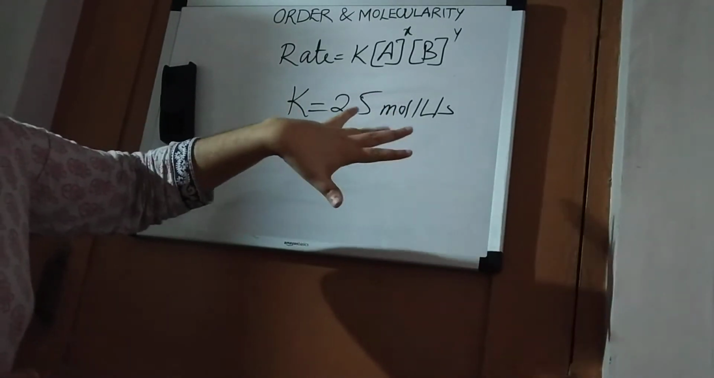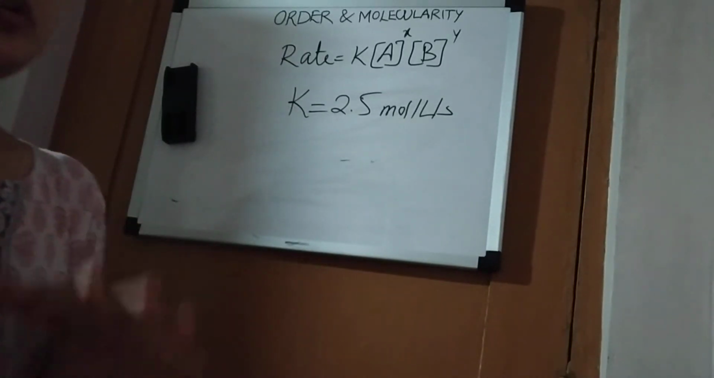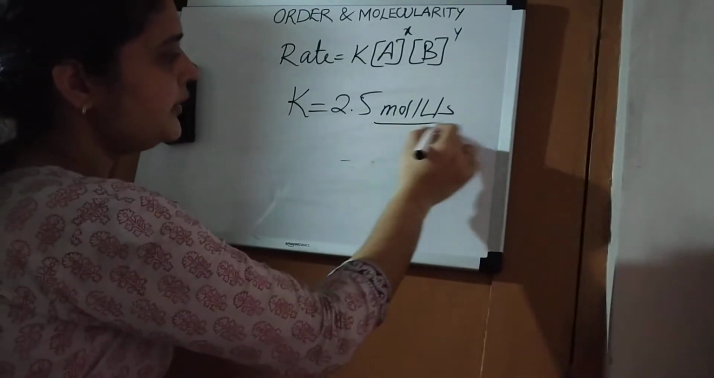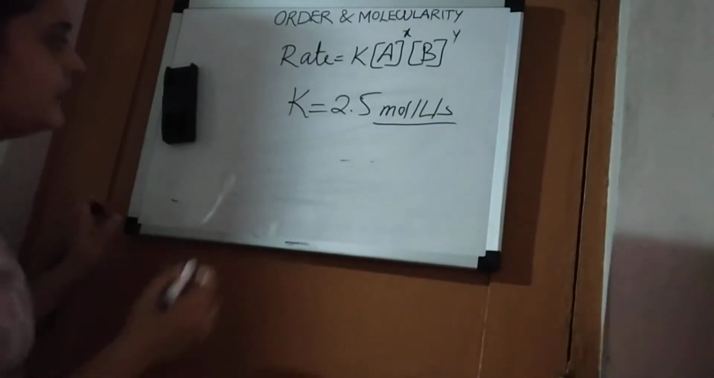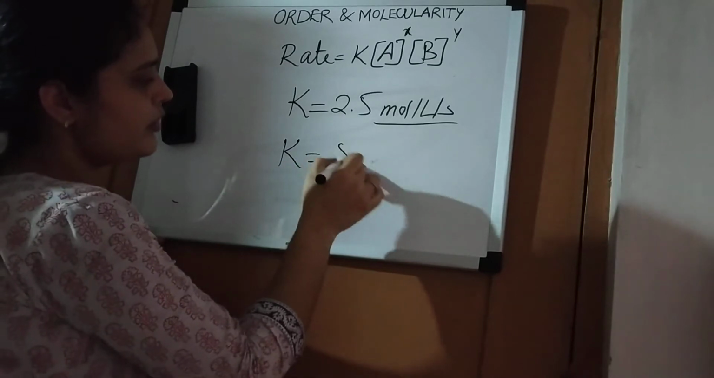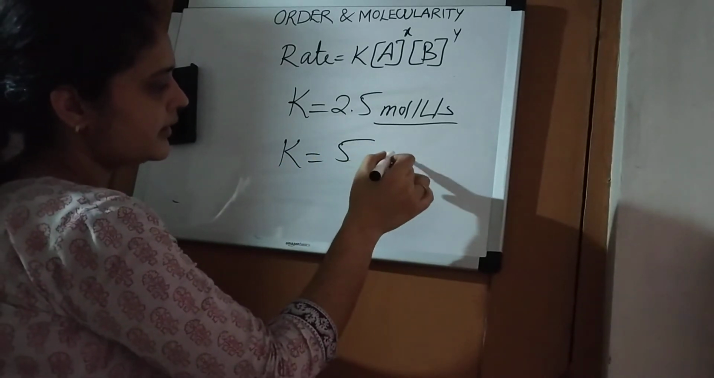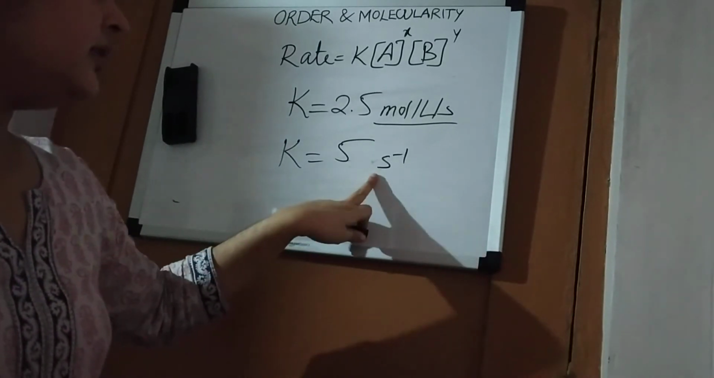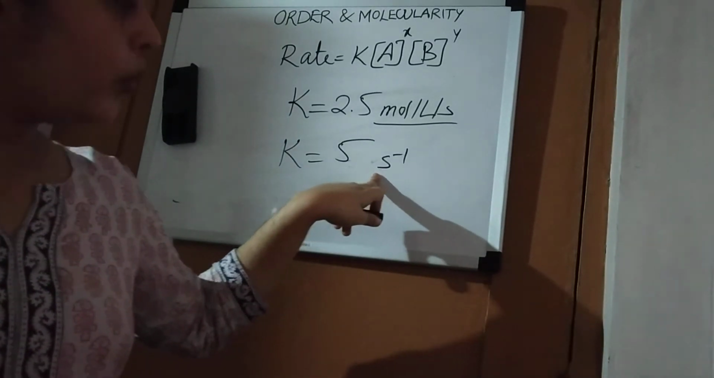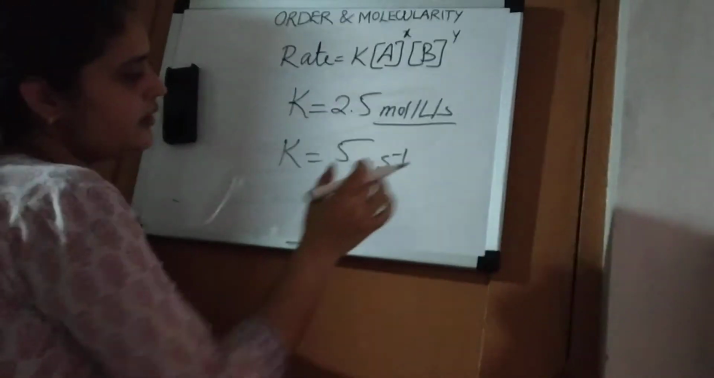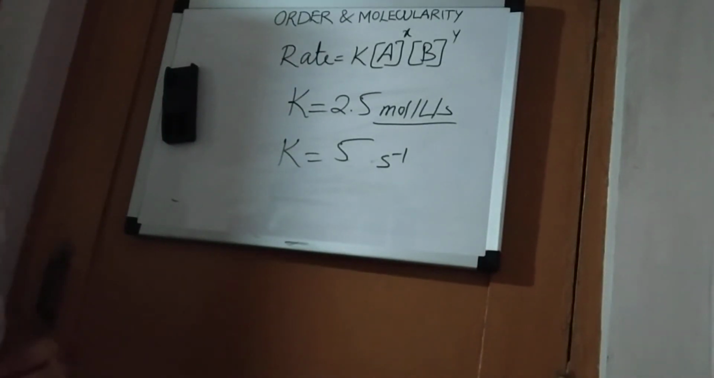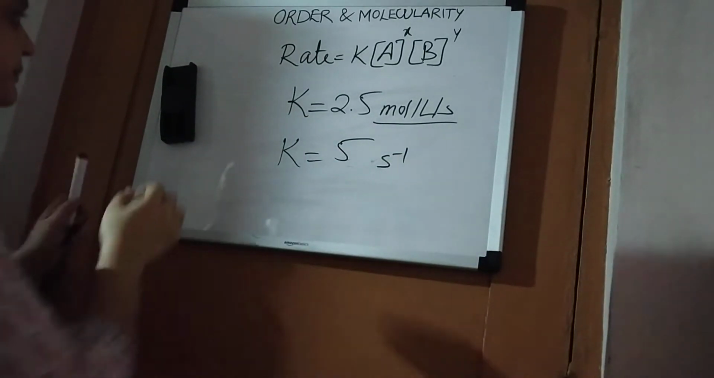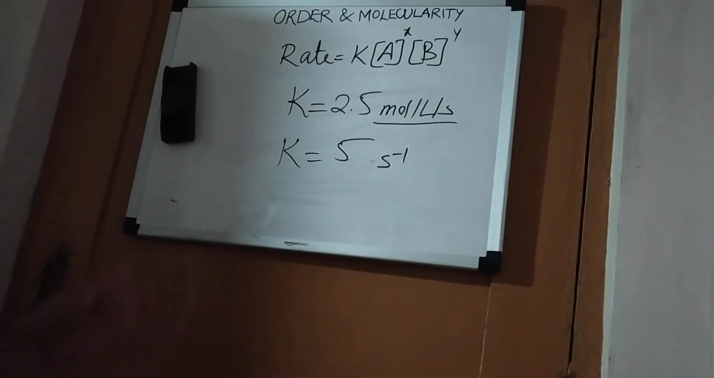So in this case the order of the reaction is 0, because for 0 order the K's unit will be mole per liter per second. If they have given K as 5 per second, so what will be the order of the reaction? In this case the order of the reaction is 1, because the unit is per second. So in this way we find the order of the reaction through the unit of K, right? So this was all about the order of the reaction.